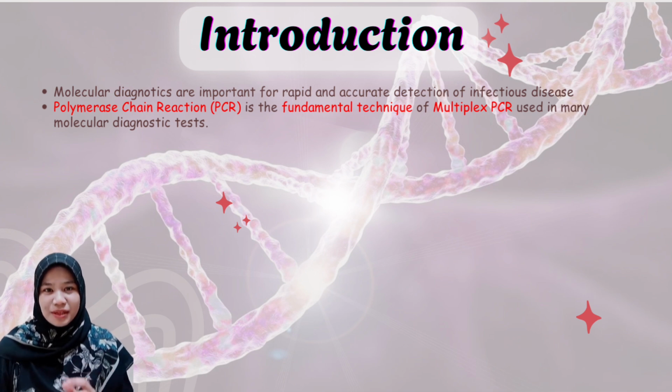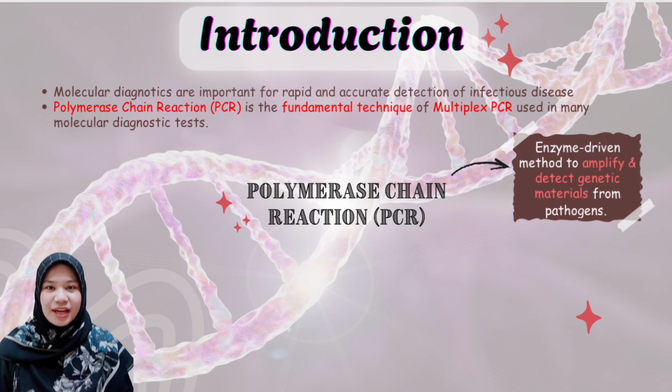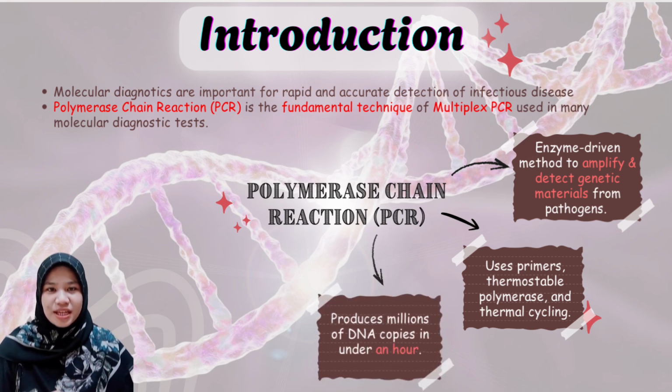Now, let's revise a bit about PCR. PCR is an enzyme-driven method to amplify and detect genetic material from pathogens. It uses primers, thermostable polymerase, and thermal cycling, and can produce millions of DNA copies in under an hour.